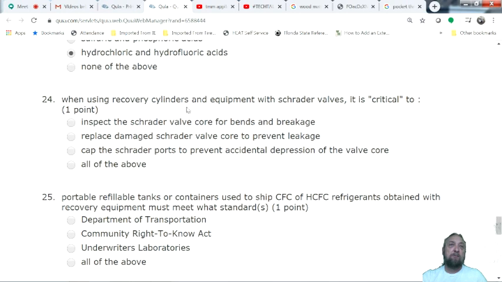When using recovery cylinders equipped with Schrader valves, it's critical to what? All the above. Inspect the valve core for bends or breaks. Replace a damaged Schrader valve core. Cap the ports to prevent accidental depression. Or all the above. The answer is all the above.